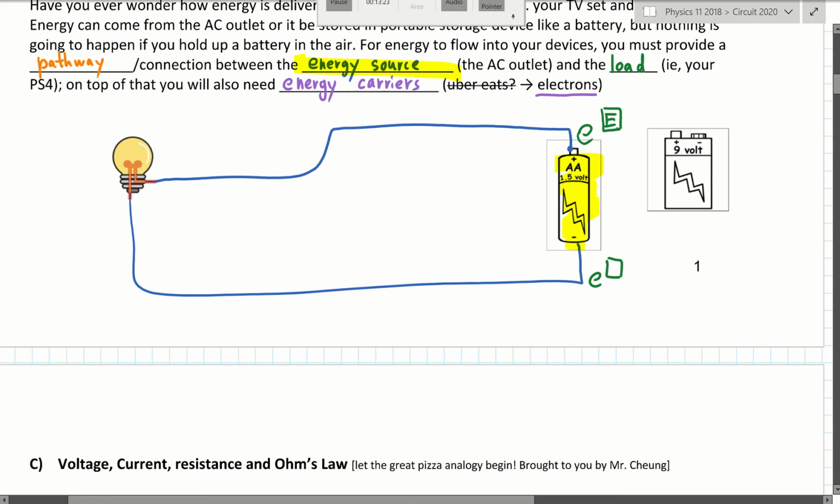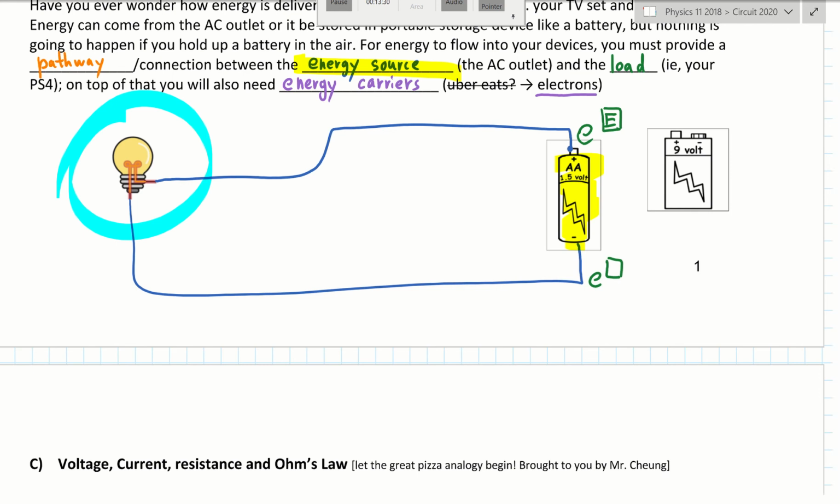The object that's using the energy is called a load. It could be anything. The light bulb is just the easiest example we can think of. Anything that uses electricity, your microwave, your PlayStation 4, your iPhone, anything that uses energy is a load. Now you might say, Mr. Chang, but I don't have a wire connecting a battery to my cell phone. There is. It's inside your cell phone.